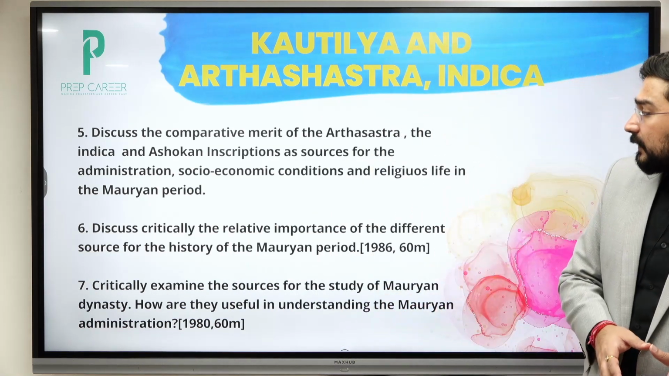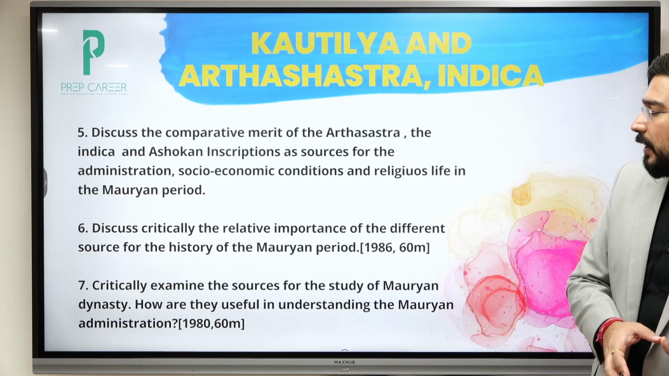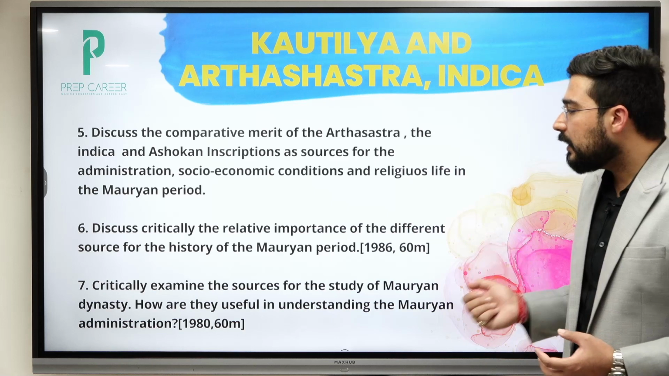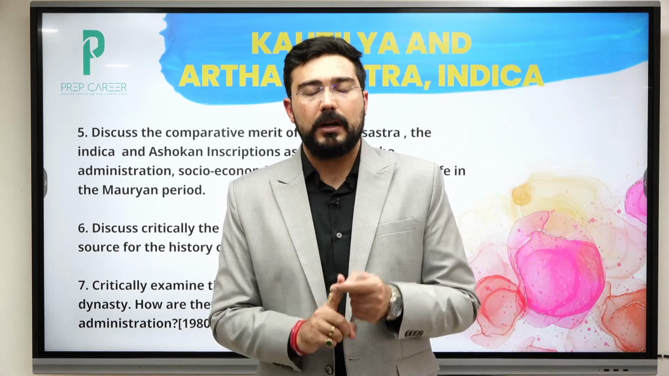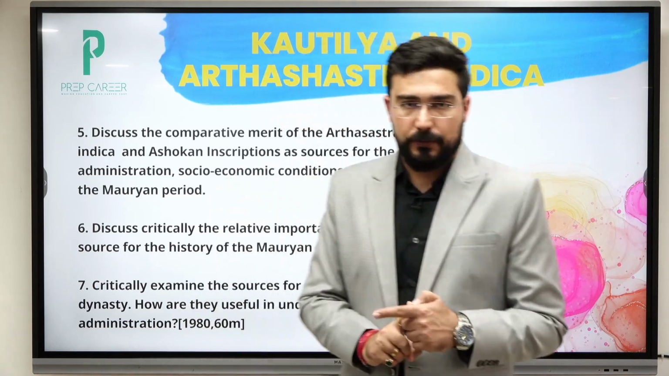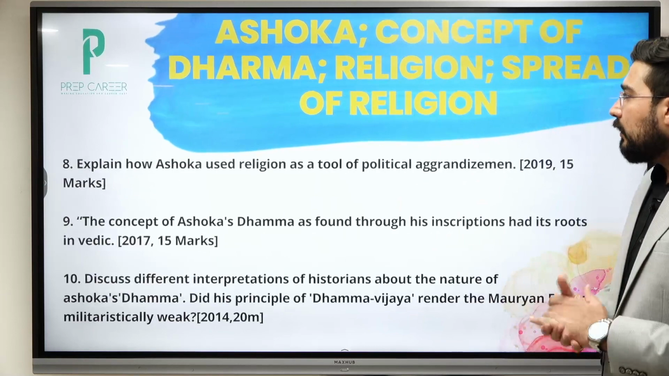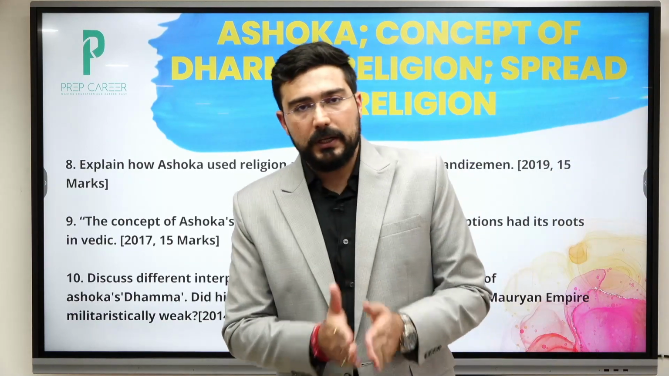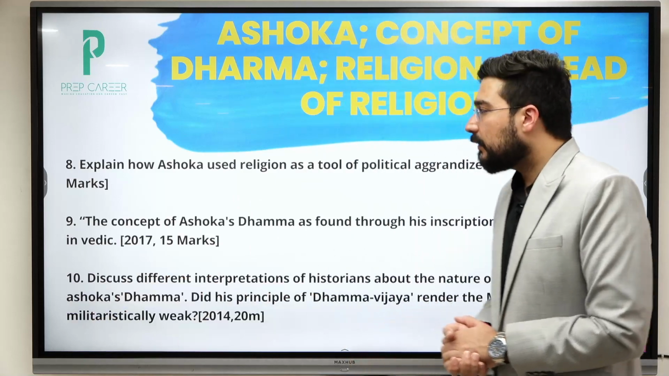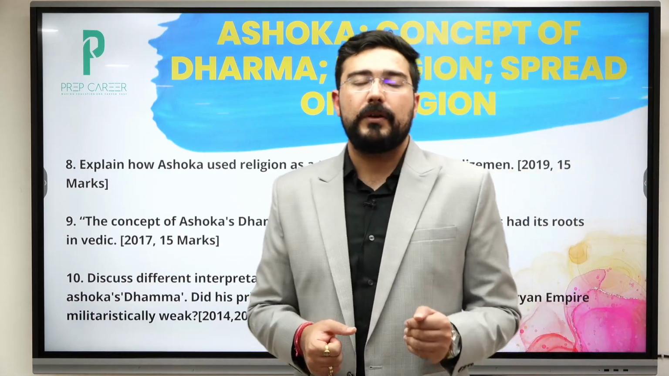Then the relative importance of different sources, as well as examining the sources of the Mauryan dynasty and understanding the administration. So sources are very important. There are 3 important sources: the Arthashastra, Indica, and inscriptions. Try to understand their relative importance, and that's how you can write a very good answer. Then if we see Ashoka, Ashoka is all-pervasive. Many questions on Ashoka will keep coming because he is one of the most important, or I would say the first important personality of Indian history.